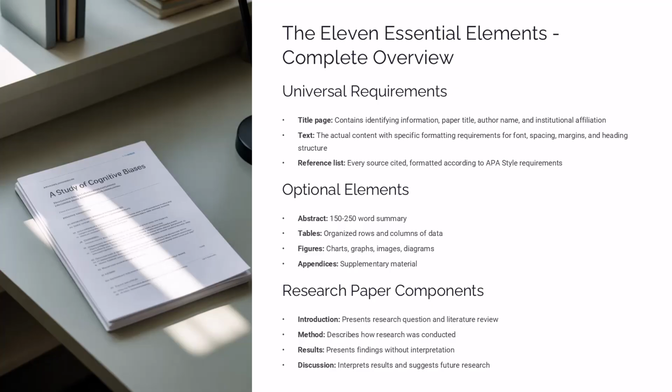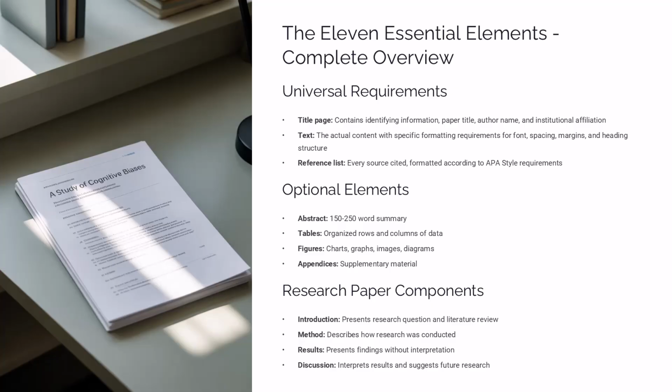The results section presents your findings without interpretation. This section reports what you discovered through your data analysis, including statistical results, but does not explain what the findings mean or how they relate to existing literature. Results sections often include tables and figures to present data clearly.